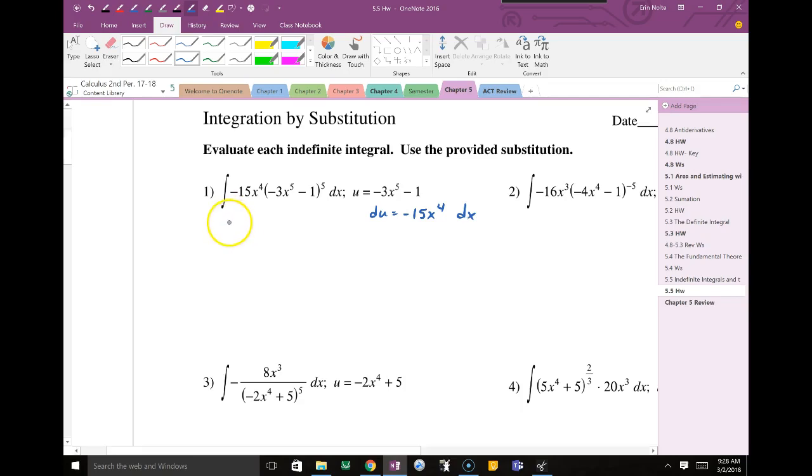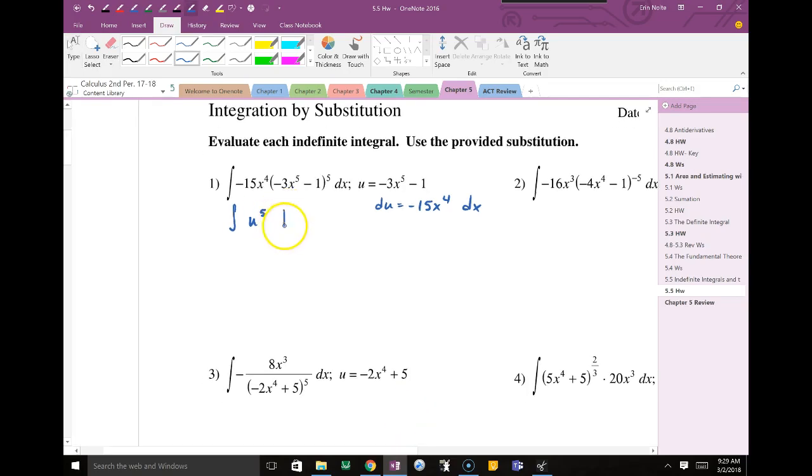So rewrite this now in terms of u. What's my integral in terms of u going to be? U to the fifth. What's the last part? I haven't integrated it yet. We need a notational piece: du. That du piece is really important. That du piece allows us to get rid of the whole 15x to the fourth and the dx piece. It scoops it up. All right, now we're integrating.